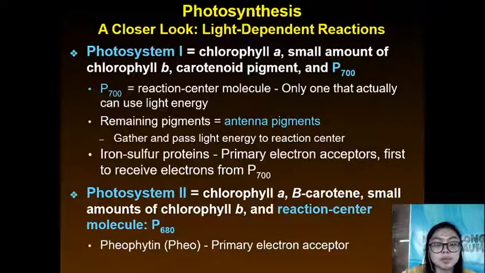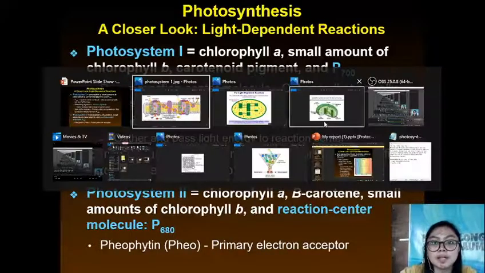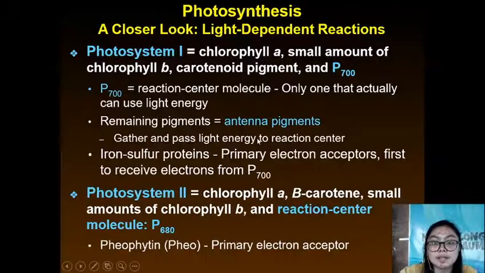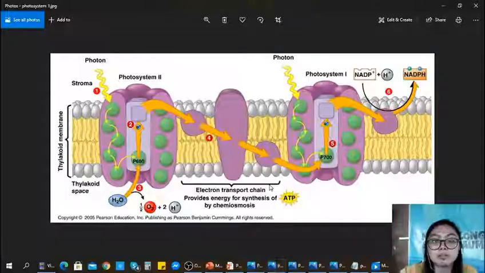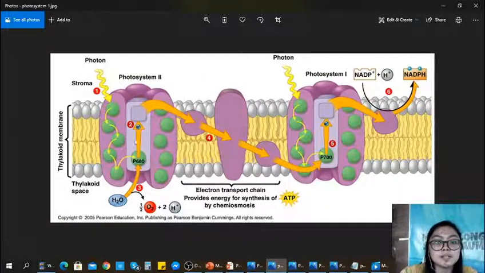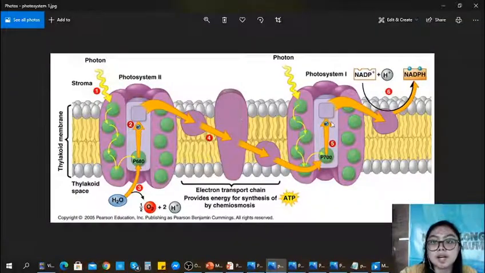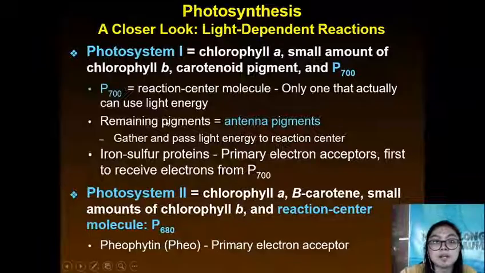So photosystem 2 has the same as photosystem 1. It has chlorophyll A, and then B-carotene, small amounts of chlorophyll B, and the reaction center molecule P680. So this is the reaction center, the P680, while photosystem 1 has the reaction center P700. Photosystem 1 has remaining pigments, which we also call antenna pigments, which gather and pass light energy to reaction centers.